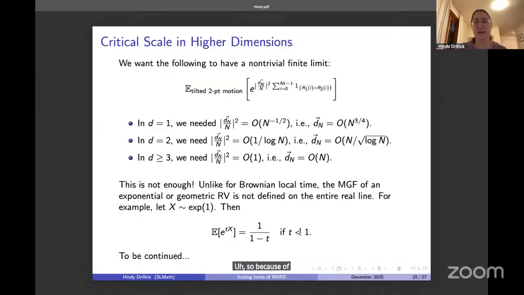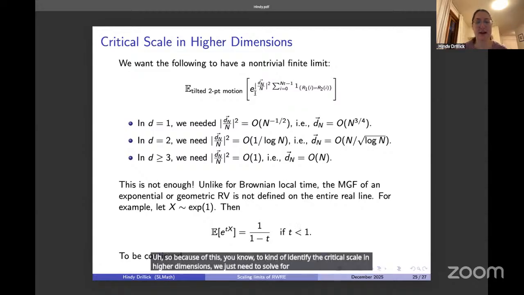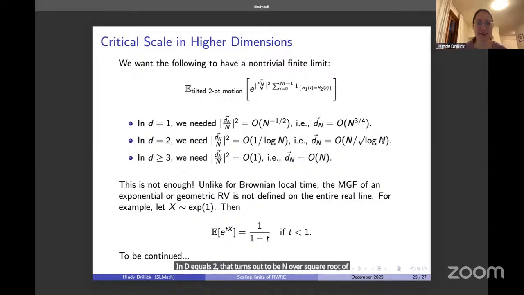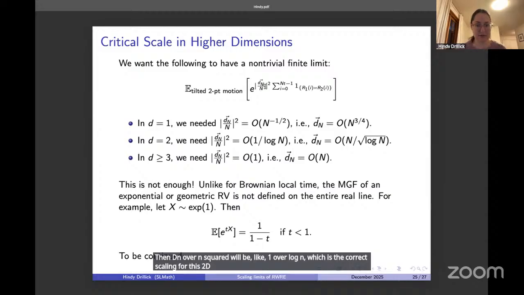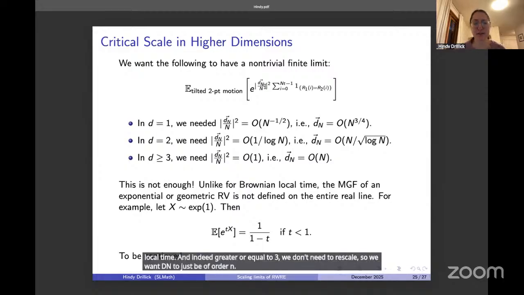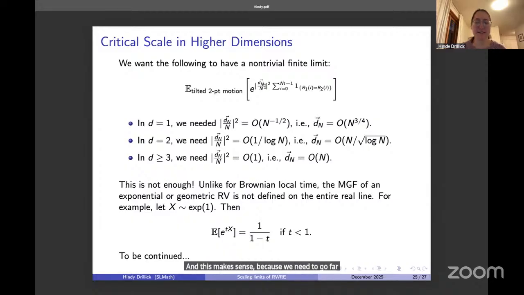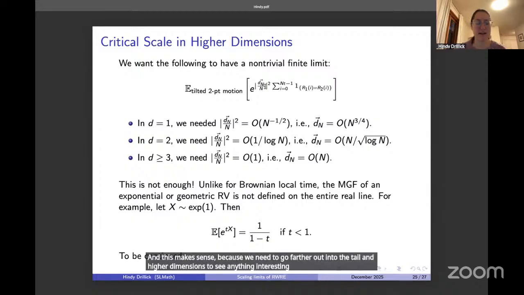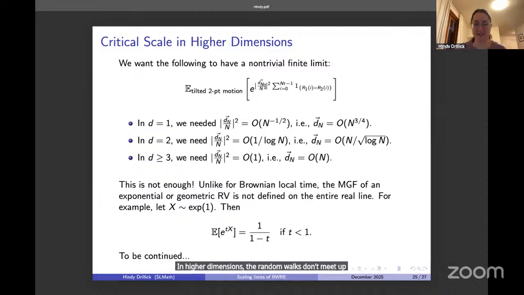So because of this, to identify the critical scale in higher dimensions, we just need to solve for d_n so that d_n over n is equal to the correct thing that makes this discrete local time converge. So in d equals 1, we saw that should be n to the 3/4. In d equals 2, that turns out to be n over square root of log n, right? If d_n is of order n over square root of log n, then (d_n over n) squared will be like 1 over log n, which is the correct scaling for this 2D local time. And in d greater or equal to 3, we don't need to rescale, so we want d_n to just be of order n. And this makes sense because we need to go farther out into the tail in higher dimensions to see anything interesting, because in higher dimensions, the random walks don't meet up as often, and you have fewer interactions between them.